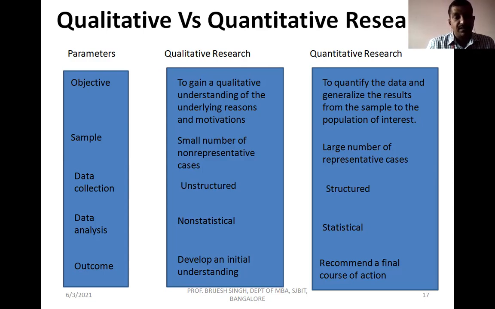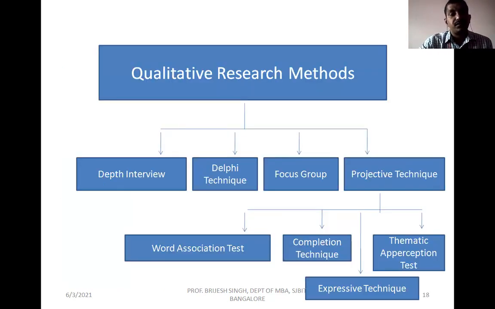Then we have data analysis. Quite obviously in qualitative research, we do not use any kind of statistical analysis, whereas in quantitative research we have to use statistical tests. Outcome: in qualitative research, you need to develop an initial understanding, whereas in quantitative research you will be recommending a final course of action. So for qualitative research, there are different types of methods by which the test can be done.